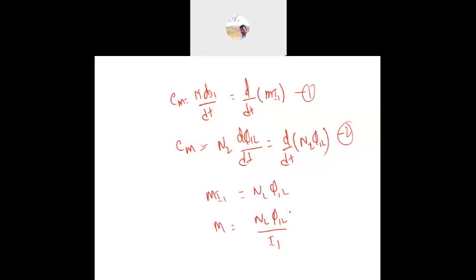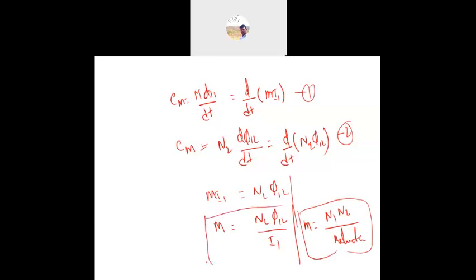We can also write this in terms of reluctance: M is equal to N1 N2 by reluctance, where N1 and N2 are the numbers of turns of coil 1 and coil 2. Otherwise, mutual inductance is M is equal to N2 φ12 by I1, where φ12 is the variation of the magnetic field due to both.